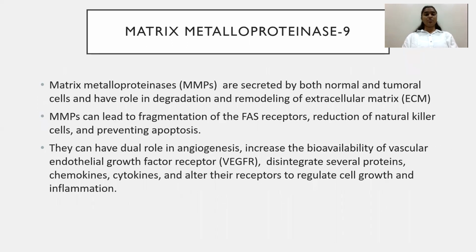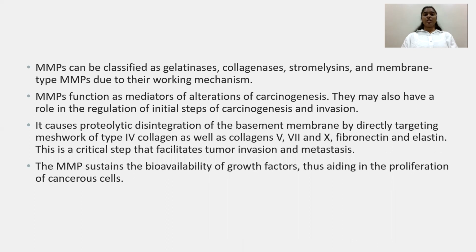The first biomarker is matrix metalloproteinase 9. Matrix metalloproteinases, MMPs, are secreted by both normal as well as tumoral cells and have role in degradation and remodeling of extracellular matrix. They can lead to fragmentation of FAS receptors, reduction of the natural killer cells, and prevent apoptosis. They have dual role in angiogenesis, increase bioavailability of VEGFR, disintegrate several proteins, chemokines, cytokines, and alter their receptors to regulate cell growth and inflammation. These are classified as gelatinase, collagenase, stromolysin, and membrane type.